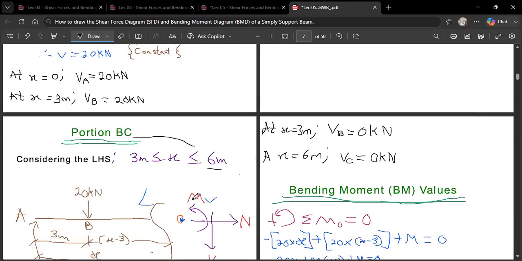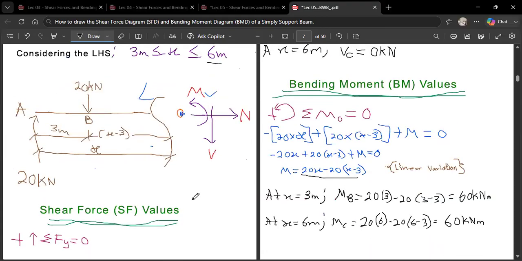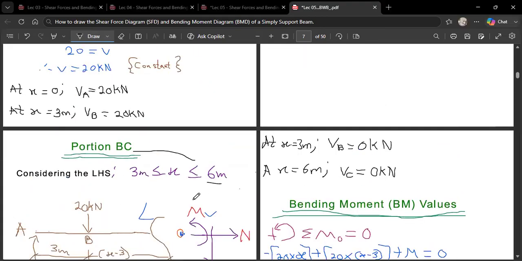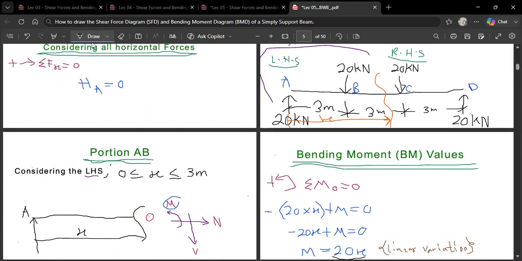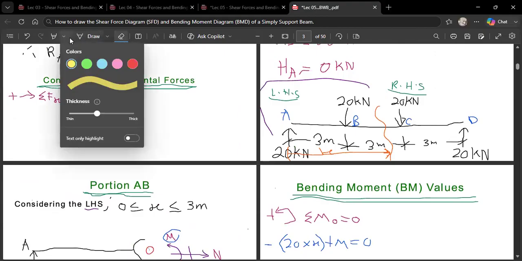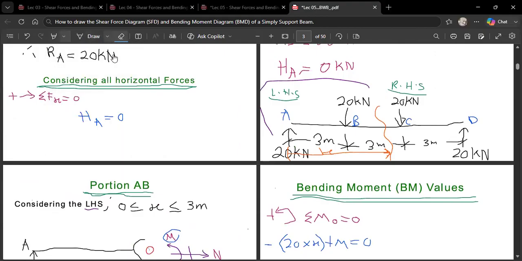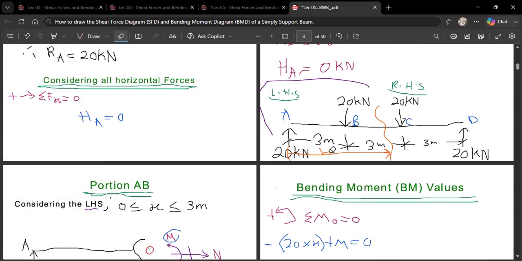Good. From here, we are going to take our cut at portion CD. Then we draw the diagram. That is obviously the last thing we are going to do. So let me clean all of this. But where we are going to take the cut this time is here. Yes. So we are taking the cut. So let me clean all of this.